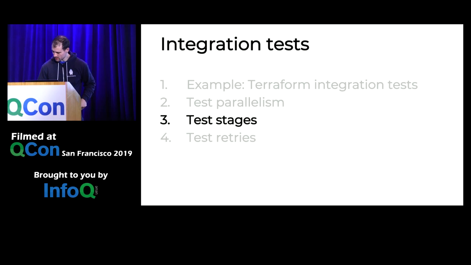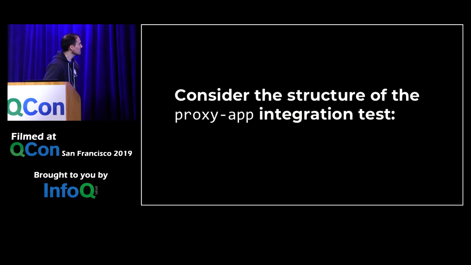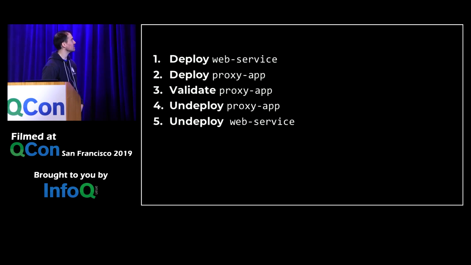All right, one more concept that's pretty useful to know about are test stages. So if we take a look at this Proxy App integration test, there's really 5 steps, 5 stages in that test. We deploy a web service, then the proxy app, then we validate the proxy app, then we undeploy it, and then we undeploy the other thing. Now, in the CI environment, you need to run all of these steps.